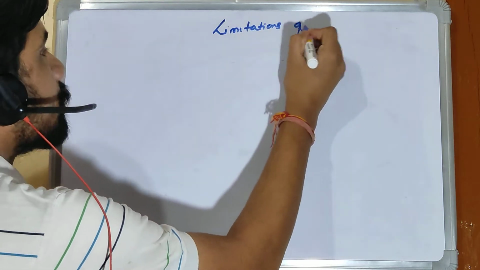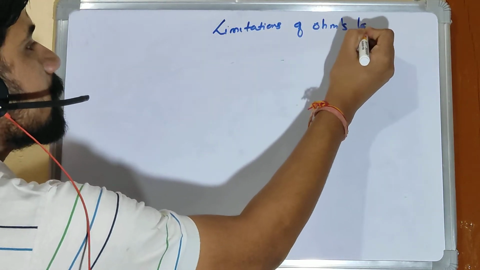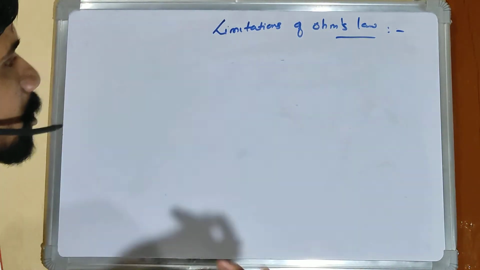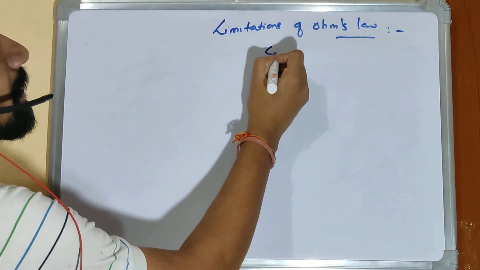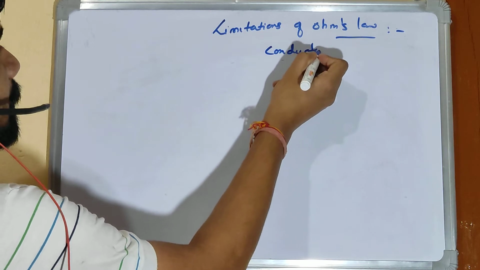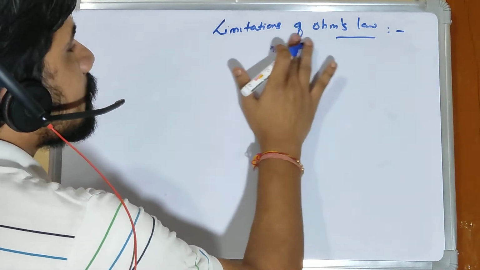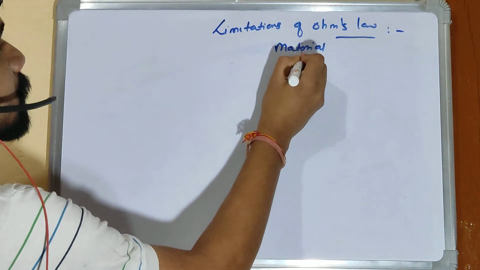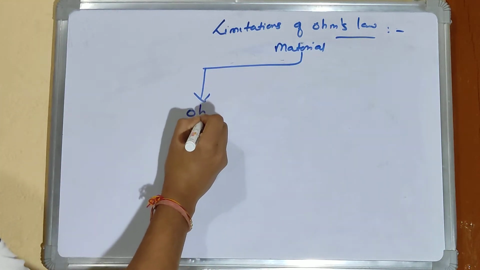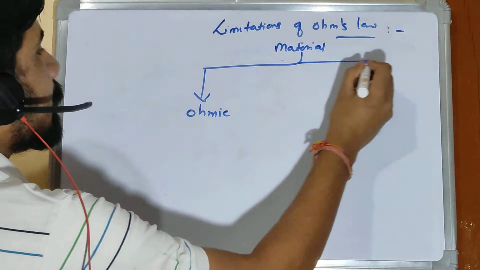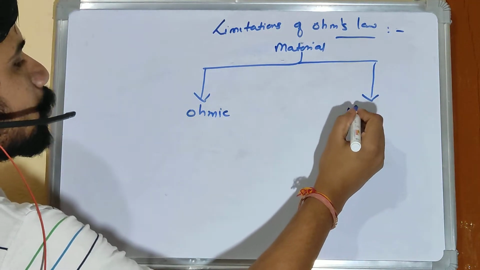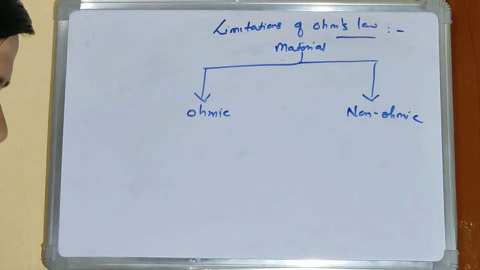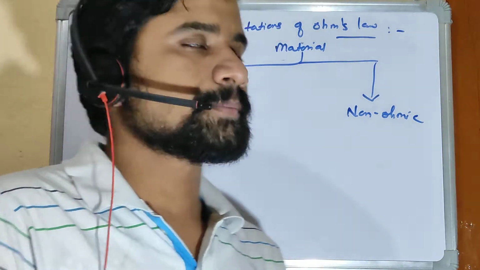Limitations of Ohm's law. Before discussing limitations of Ohm's law, we can discuss a subset of one more topic: classification of material based on Ohm's law. One type of material is called ohmic, and the other type is non-ohmic. So, ohmic conductor and non-ohmic conductor.